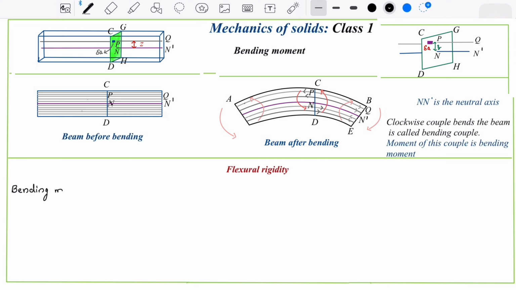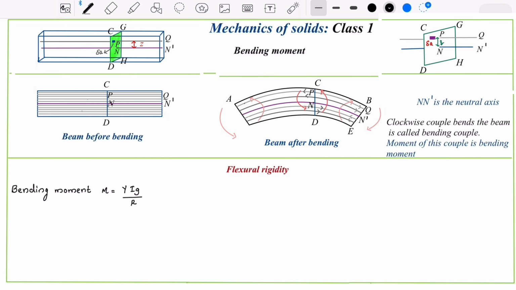Now let us define the term flexural rigidity. We have the bending moment M is equal to YIg divided by R. Now consider the case when R is equal to unity. When the radius of curvature is unity, the bending moment is equal to YIg. Now this bending moment is called the flexural rigidity. That is, bending moment is equal to flexural rigidity when the radius of curvature is unity.